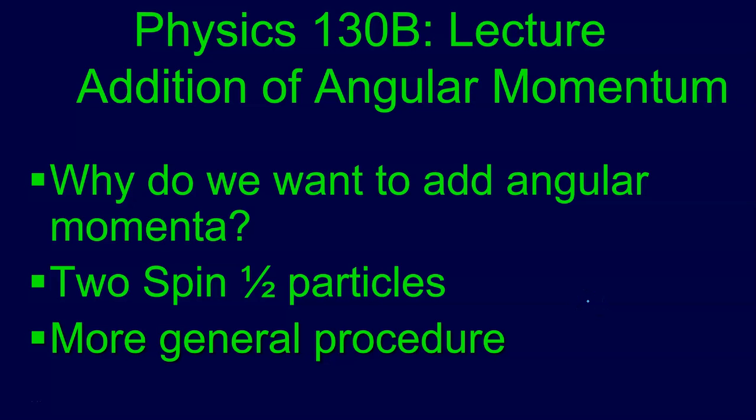So today we're going to talk about the addition of angular momentum in quantum mechanics. We'll start out by just discussing the problem and why we might want to add angular momentum. And then we're going to move on to the example that most people begin with, which is the addition of two spin 1/2 particles, which hopefully will be very illustrative of the procedure in general. And then we'll move on to more complex and more general cases.